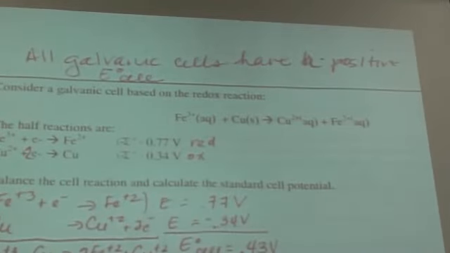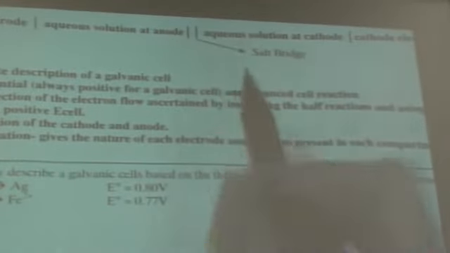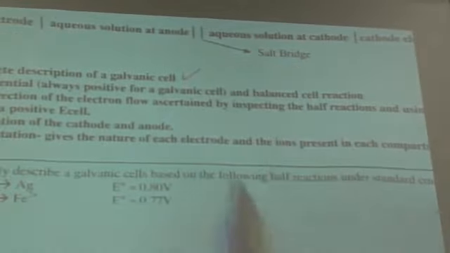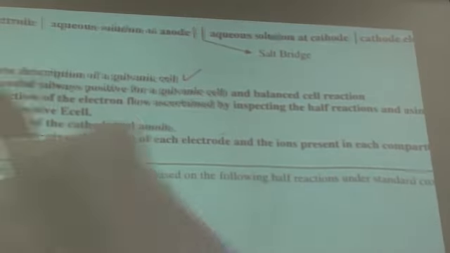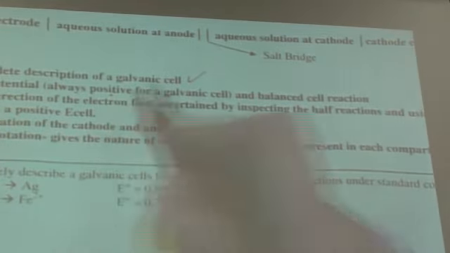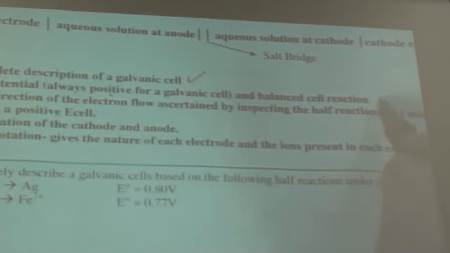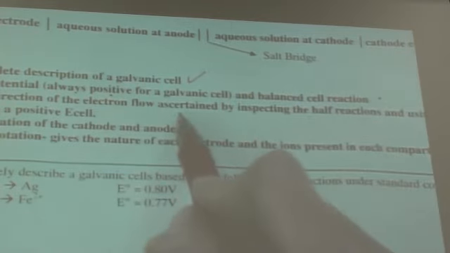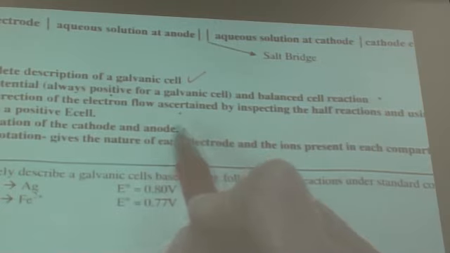This picture, this line notation, and these equations make up the complete description of a galvanic cell. The complete description of a galvanic cell has to have the cell potential, which you know is positive for a galvanic cell, and a balanced equation. You have to draw the picture. You have to name the cathode and the anode, and you have to give the line notation.